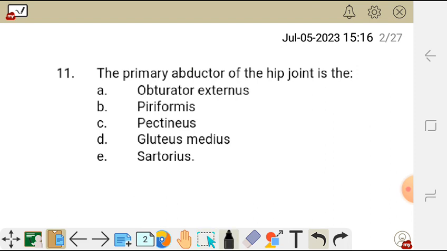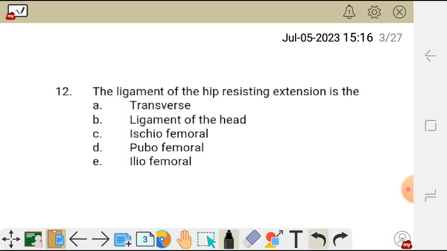Question 11 reads, the primary abductor of the hip joint is A. Abductor externus, B. Piriformis, C. Pectineus, D. Gluteus medius, E. Sartorius. So the primary abductor of the hip joint is the gluteus medius. So the correct answer here is D for question 11. So move on to question 12.